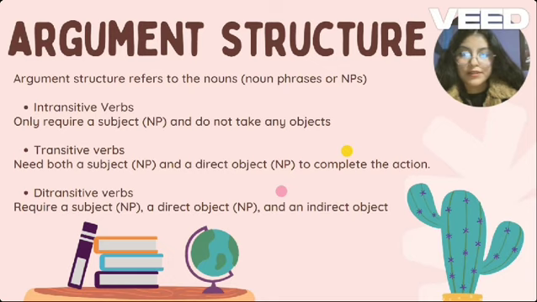Finally, ditransitive verbs require a subject, a direct object, and an indirect object. For example, Jake told his son a wonderful story. In this sentence, Jake is the subject, son is the indirect object, and story is the direct object.